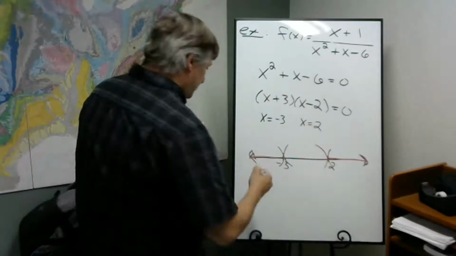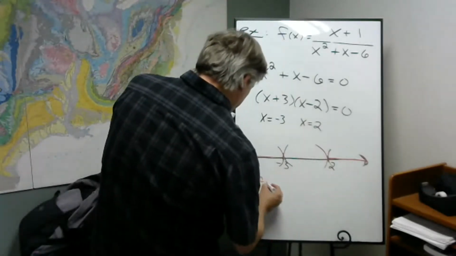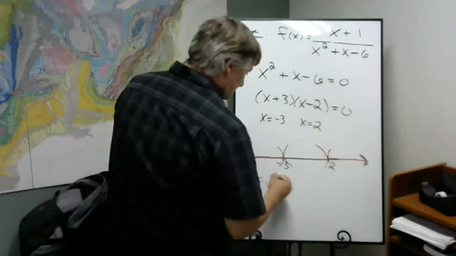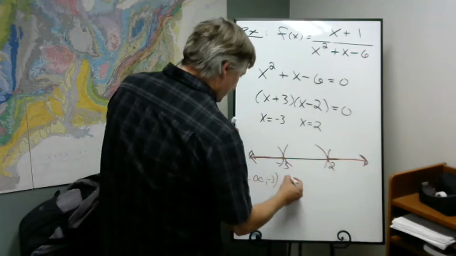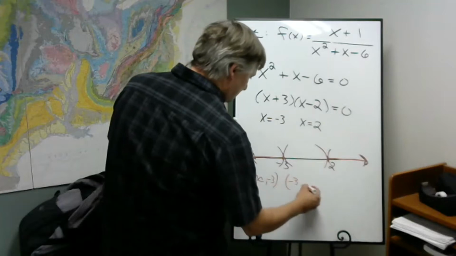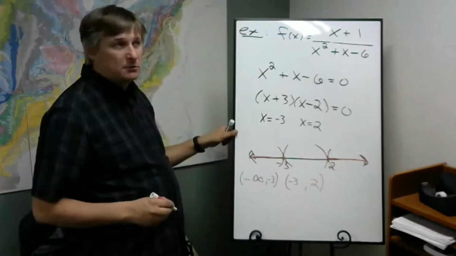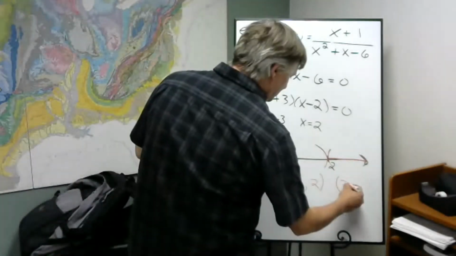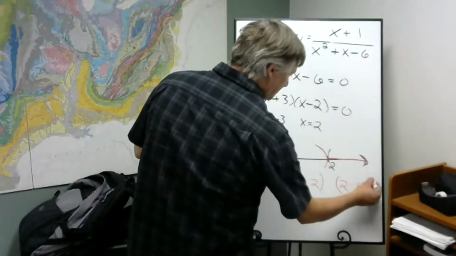So what this turns out to be, this is -∞ to just short of 3. I'm sorry, -3. This one here is -3, 2, or just above -3 to just short of 2. And then just above 2 to +∞.